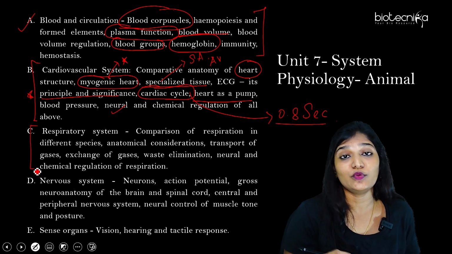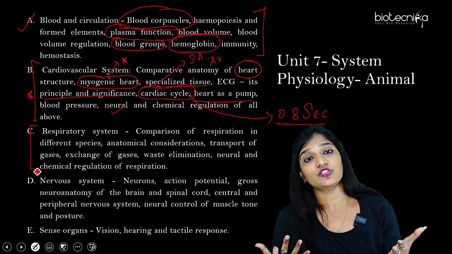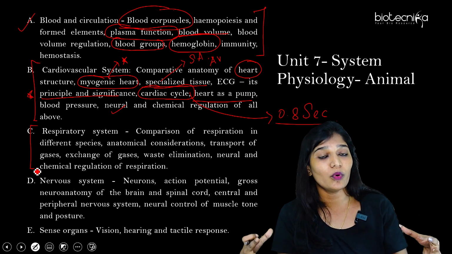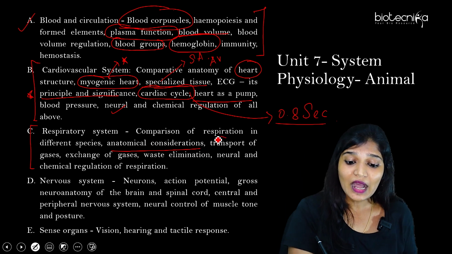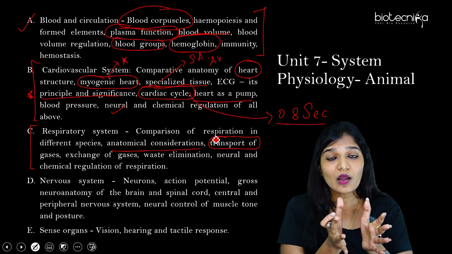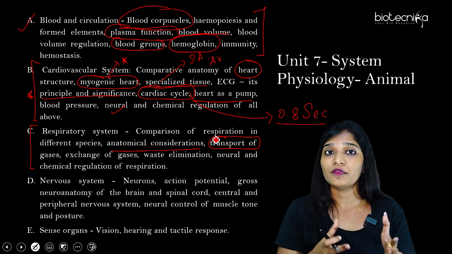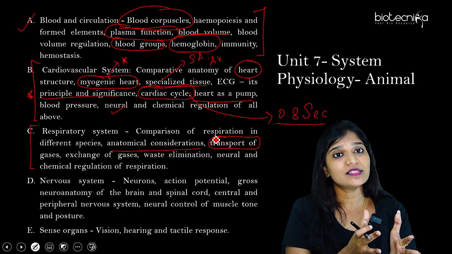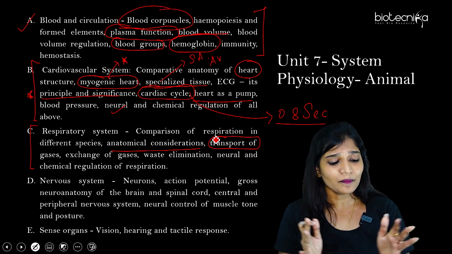The next one is the respiratory system. In this respiratory system, we'll be talking about different species, so not only human beings but also how the respiratory system works in lower organisms. We'll also be studying the anatomy and how gases are transported. For carbon dioxide, how it is transported in the form of carbaminohemoglobin or in the form of bicarbonate ions. In the case of oxygen, how it is transported in the form of oxyhemoglobin. We'll be studying everything in detail.